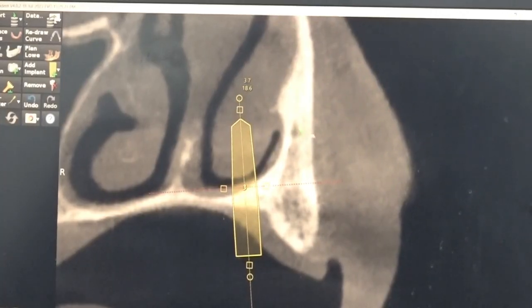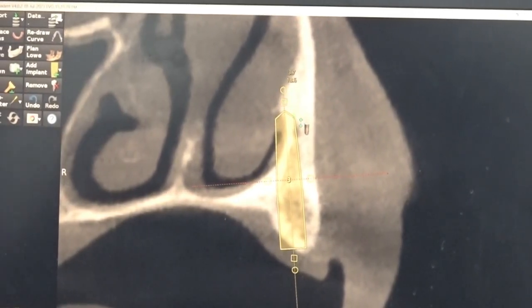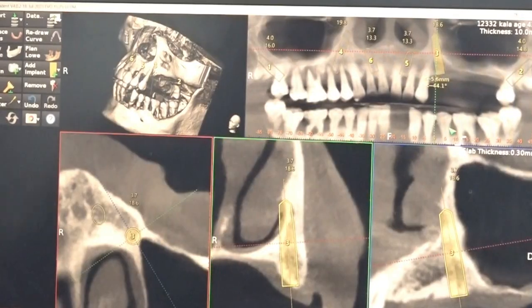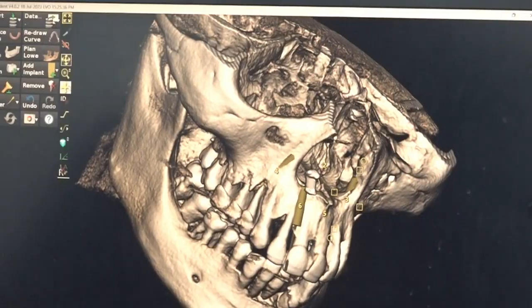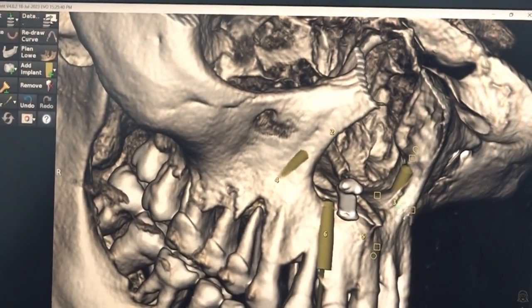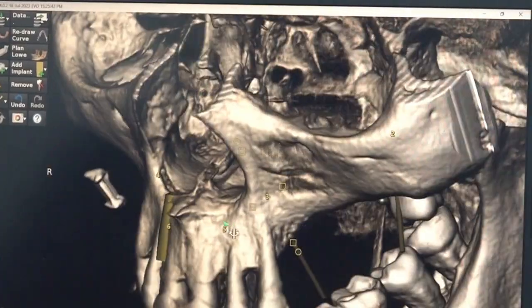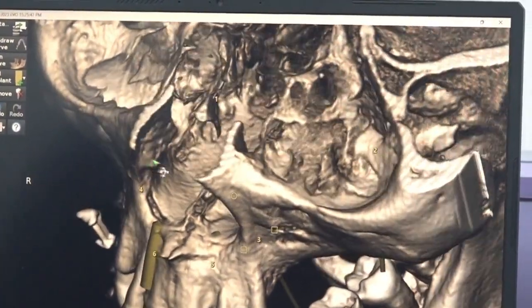And there is a small radiolucency here, that is the canaliculus sinuosus. There is nothing to worry. It is a normal anatomical feature which we can see in all patients. There is a depression here in the lateral wall, that is the canaliculus sinuosus.